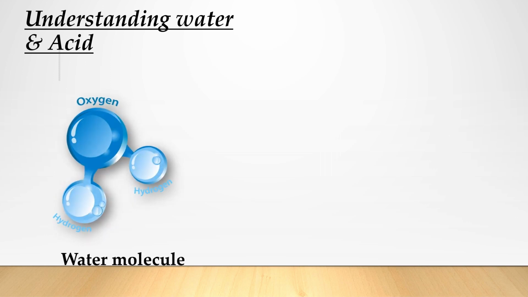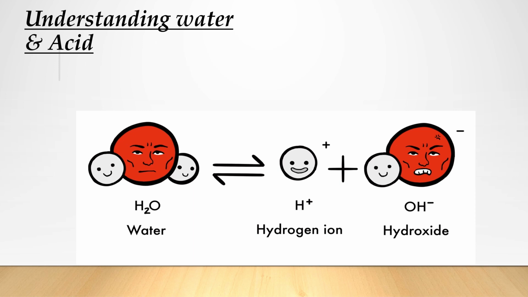Do you still remember what a water molecule looks like? Yes, water consists of two hydrogen atoms and one oxygen atom. Water can split to form hydrogen ion and hydroxide ion. At the same time, acid also is a molecule that can split apart in water and release more hydrogen ions.